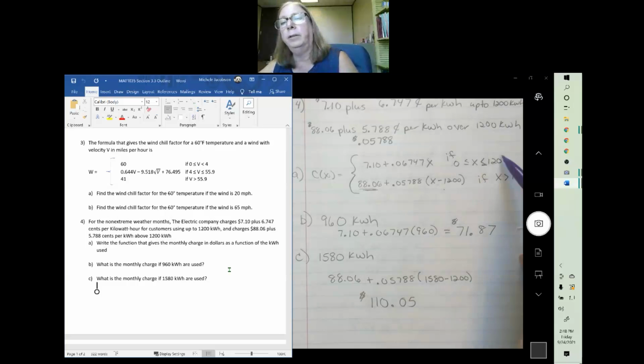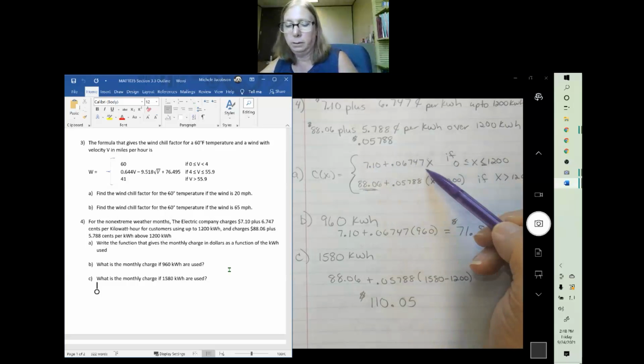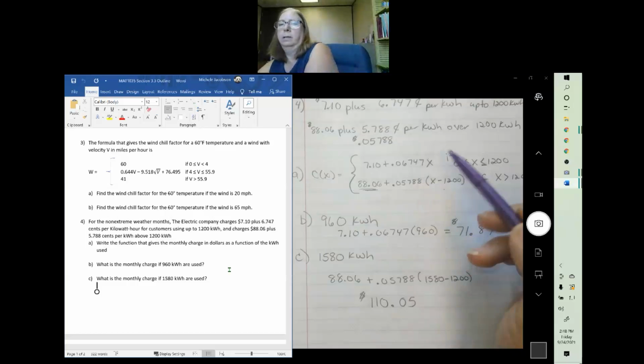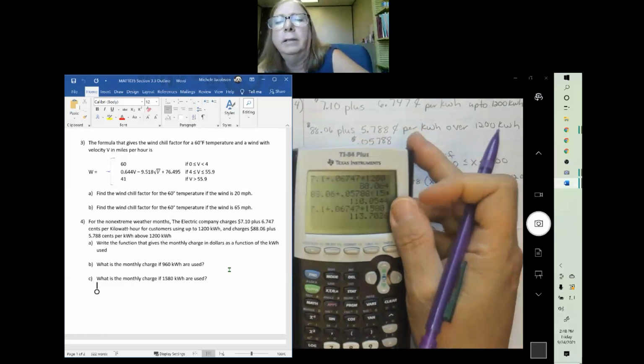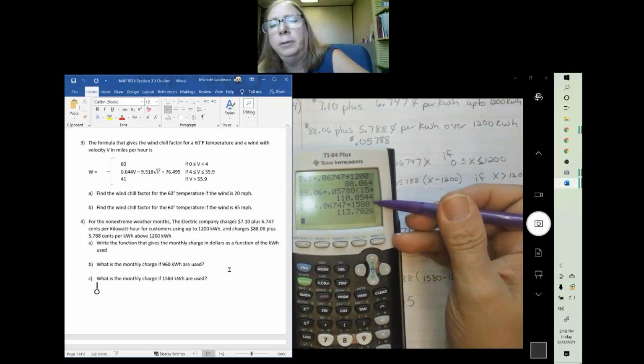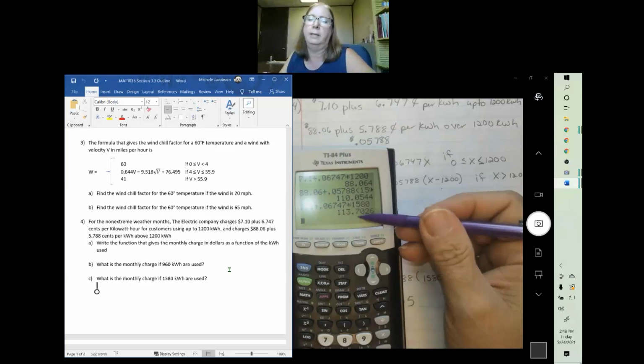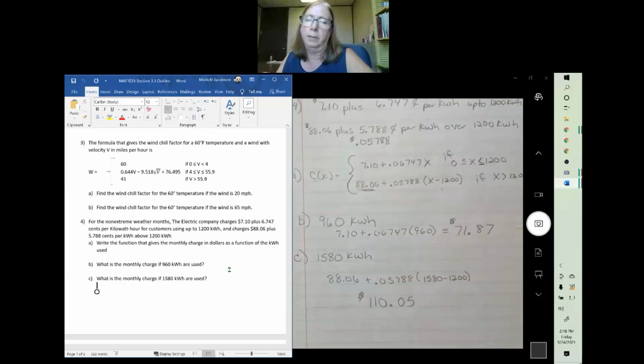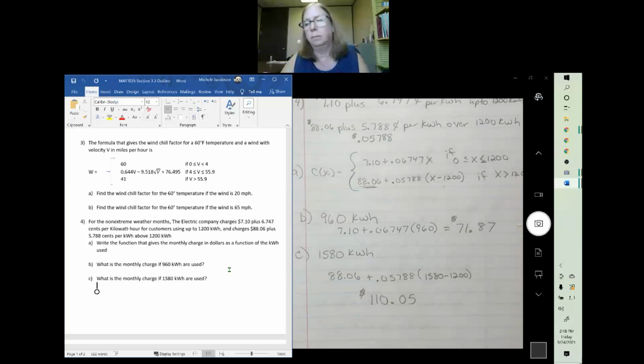If we put the 1500 into the regular charging price, put it in right here, it's $113.70. So you're saving a few bucks. Is there any questions on that?